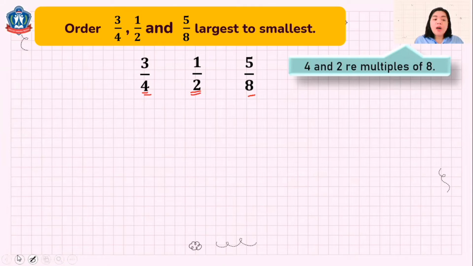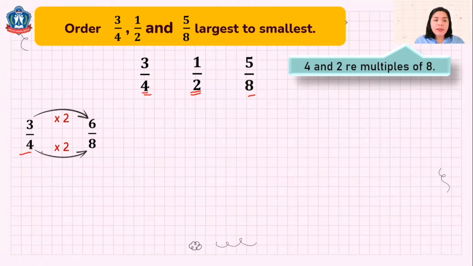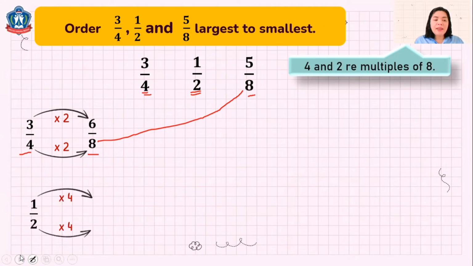Okay. So we can find the equivalent fraction of 3/4 with the denominator 8, and that is multiplying by 2. It is 6/8. So 3/4 and 6/8 are the same, and 6/8 now has the same denominator as 5/8. Another is the 1/2. Let's multiply it by 4, and it gives us 4/8, the same.